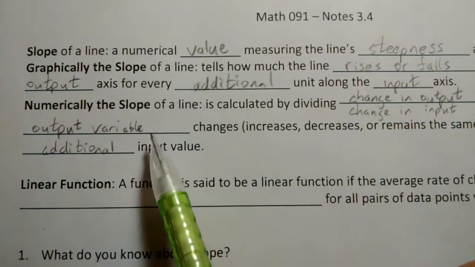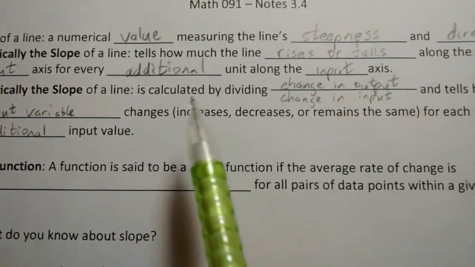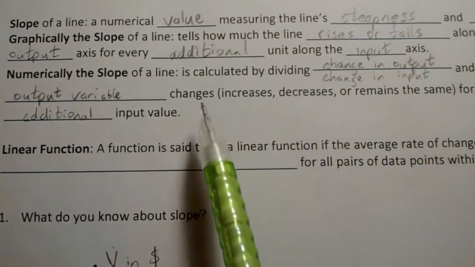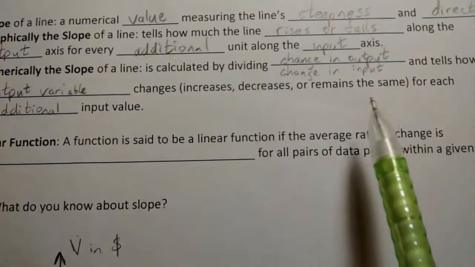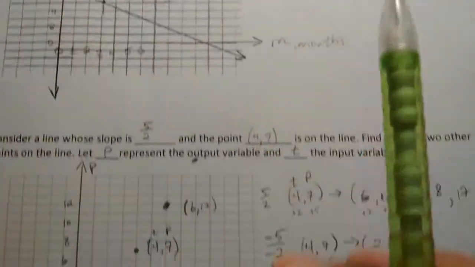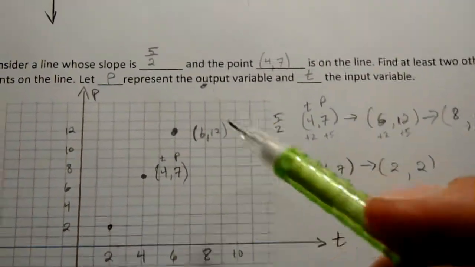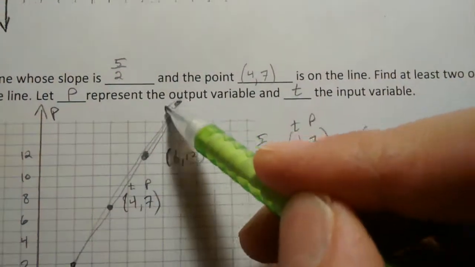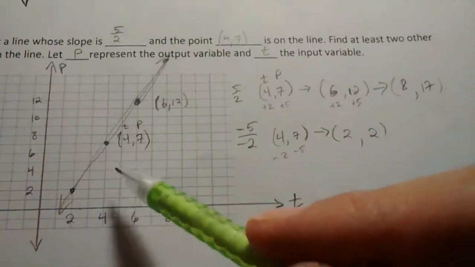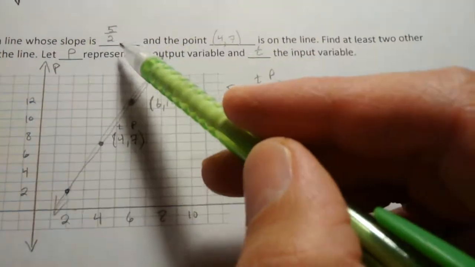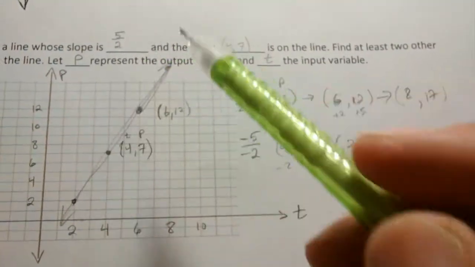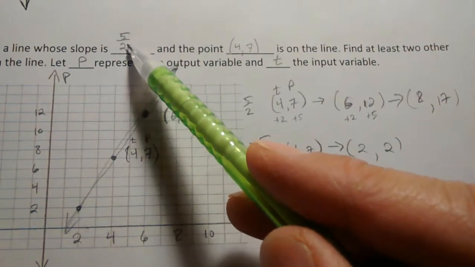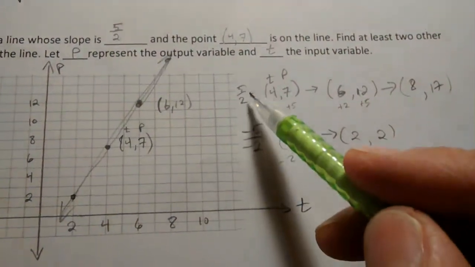Remember, here it tells us, it's calculated by this and tells us how the output variable changes for each additional input. So for each additional input here, if I were to draw this line, it looks like this. And so for each additional input, that 5/2 doesn't tell us much. It tells us how it changes for every 2, but we want the change for every additional, or every 1, input. So what could we do?